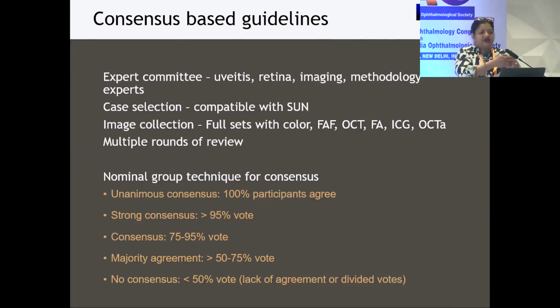Then we started to refine it further. What characteristics on the color photo look like MFC? What characteristics on the OCT look like it? How do you know this is active? How do you know this is inactive? Let's try to work through it. And so we went rounds and rounds and rounds. Then we had voting in that group. And then we decided, okay, this we agree, and I'll show you the images as we go. I'm just covering the methodology here.